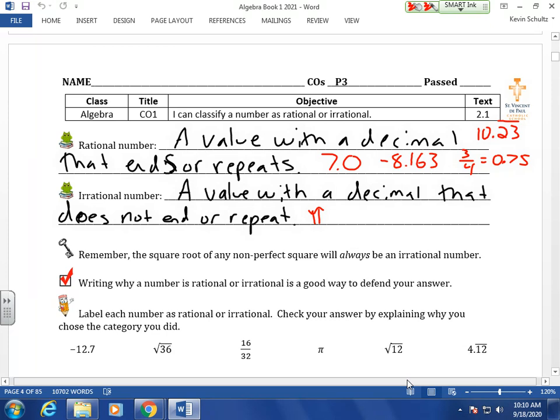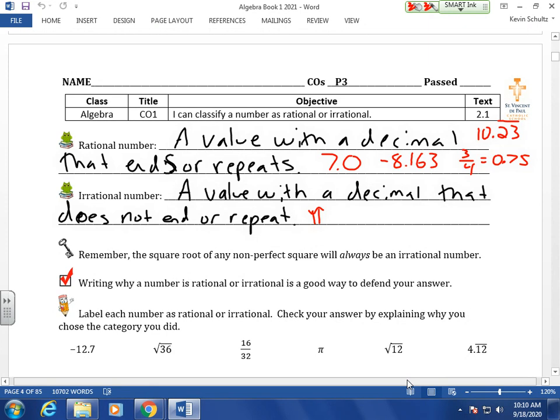What's the mathematical notation for a decimal that does not end, that goes on forever? We've got the line for if it repeats. What's the notation for if it goes on forever? Do you know? Yeah. Three dots. The dot, dot, dot, right?